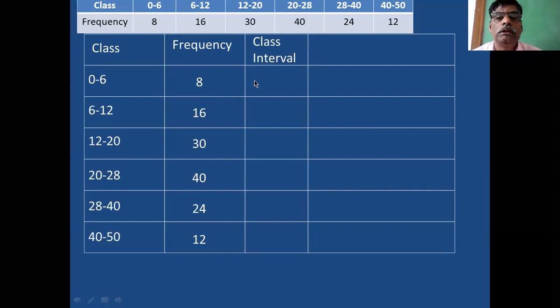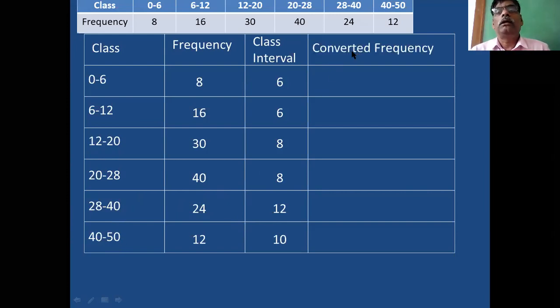Class interval of the first is 6. Second class interval is 6. Class interval means the difference between the lower limit and upper limit. The difference between lower limit and upper limit is called the class interval. Here it is 8. Here it is 8. Here it is 12, and here it is 10. Like this, you calculate the class interval. Then you calculate the converted frequency.